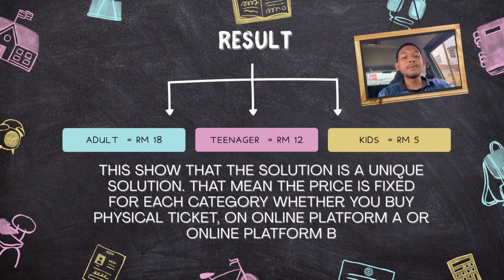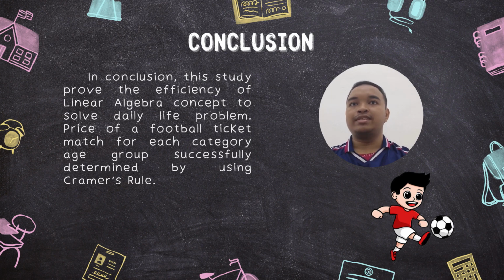Next, let's wrap things up with our conclusion. In conclusion, this study proved the efficiency of linear algebra concepts to solve daily life problems. The price of a football match ticket for each age group category was successfully determined by using Cramer's rule.